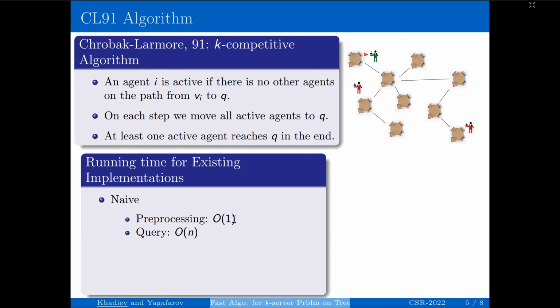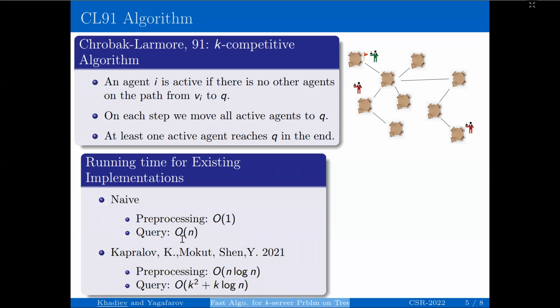This solution needs constant time preprocessing, but each query requires O of n time complexity. There is another more time-efficient solution that requires longer, slower preprocessing, that is n log n, and the time of query processing is k squared plus k log n. So the query processing is much faster.